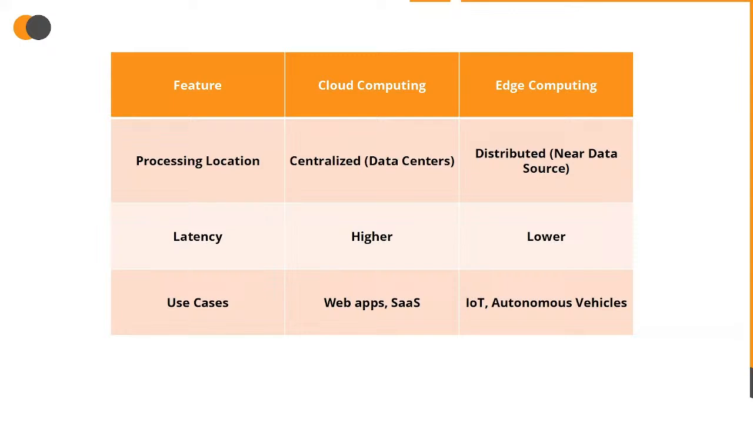Then when we talk about use cases, in cloud computing they are web apps and SaaS platforms, the software as a service models I have talked about with you. In edge computing, the use case could be IoT and autonomous vehicles, because there also real-time data is required. So this is a brief comparative study of cloud computing and edge computing.